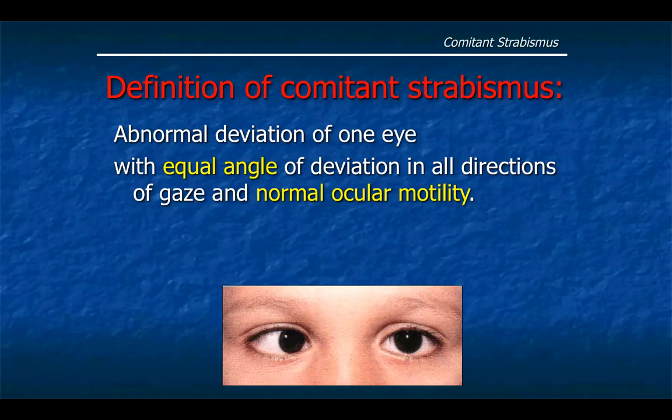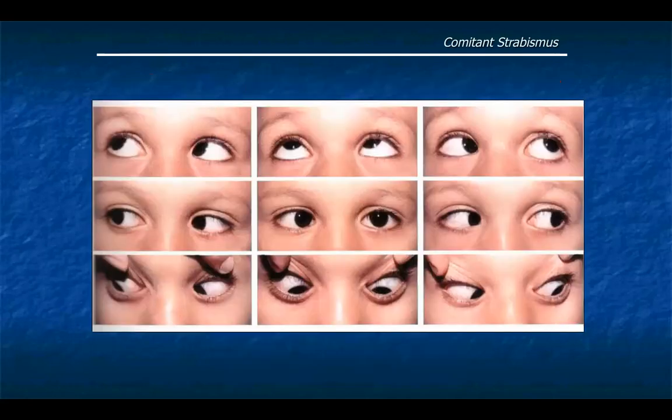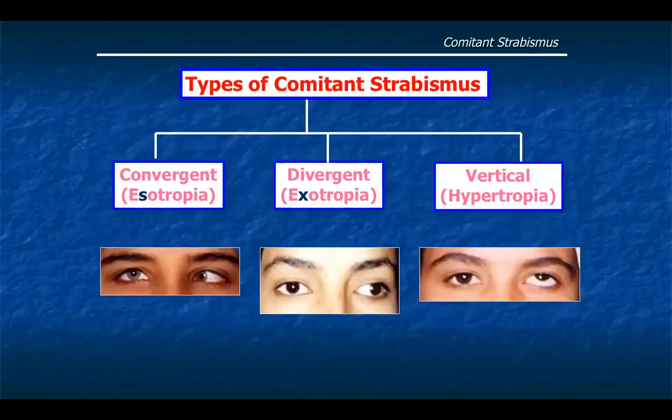And if we test for ductions and versions, there is no limitation of movement in any direction. There is normal ocular motility. So it's an abnormal deviation of one eye with equal angle of deviation in all directions of gaze and normal ocular motility. As seen in this picture, this child has right esotropia, but there's no limitation of movement in any direction of gaze. So this is comitant esotropia. Types of comitant strabismus: it could be convergent or esotropia, divergent or exotropia, or vertical, which is hypertropia.